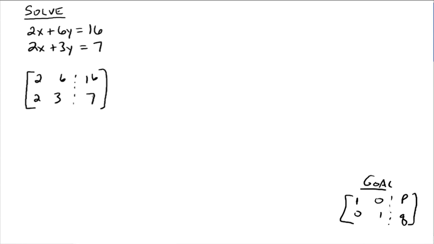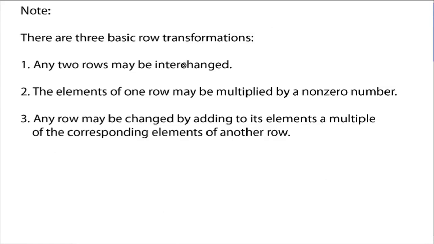Alright, so there are many ways to get from this form down to your goal, but I'm only going to talk about one very structured way. Alright, so here's the plan. You know you want a 1 in this first entry, right? This first column, this 2 right here, you want a 1. And the only thing that we can do are these 3 operations.